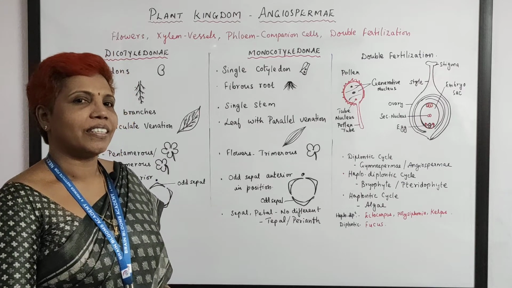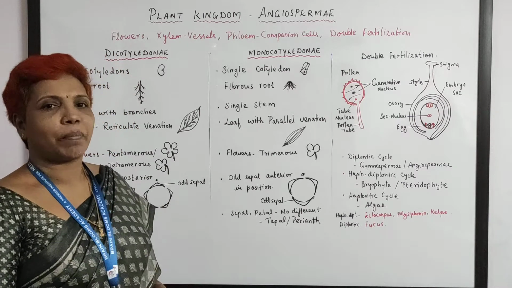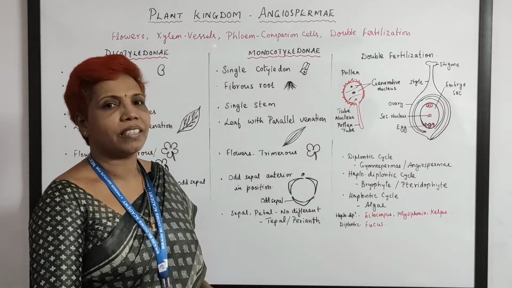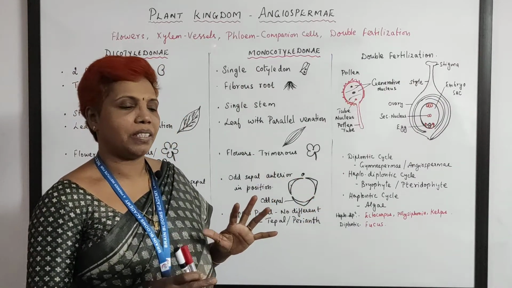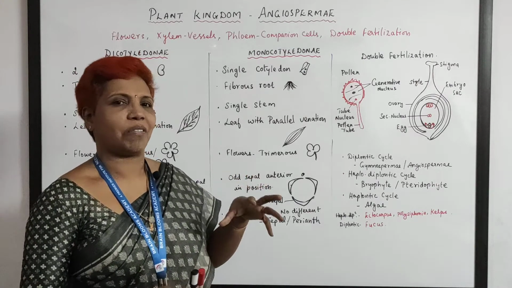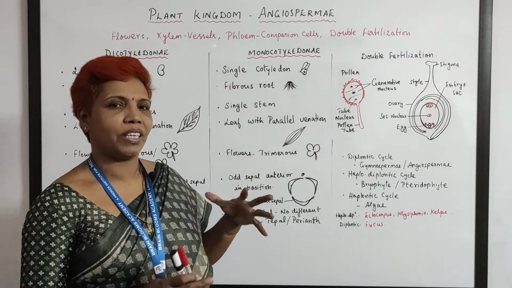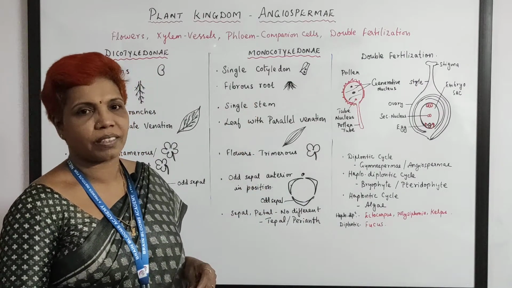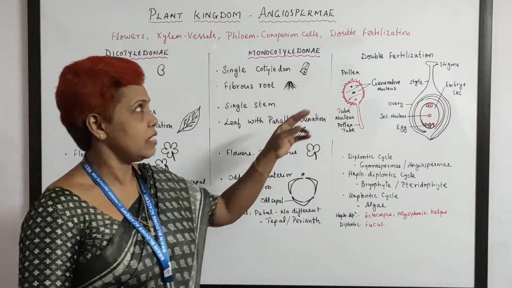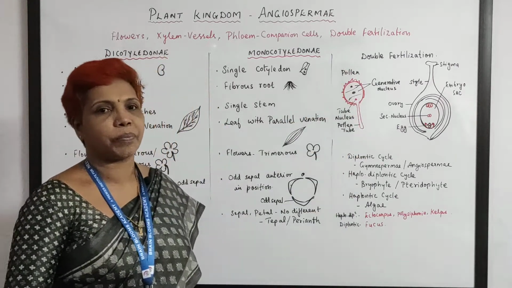Hi. Today let us get into the title Plant Kingdom, Angiosperm, the last part of this chapter. Angiosperm means closed-seeded plants formed in flowers. The flowers are the unique feature of angiosperms. And the second unique feature, which you cannot see anywhere else, is double fertilization.